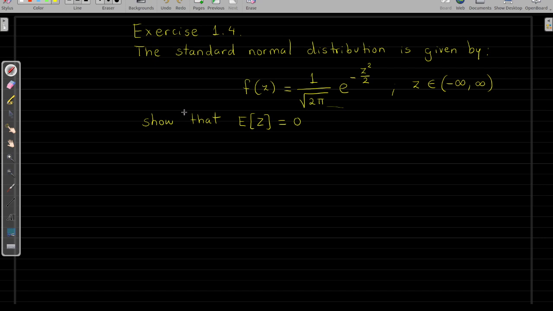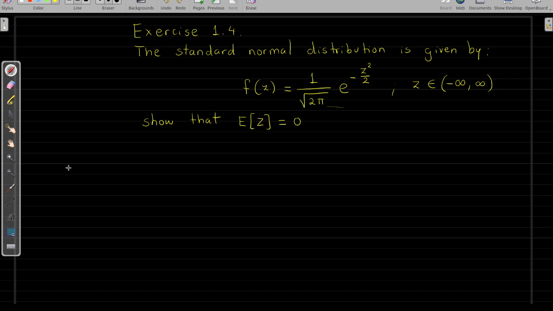At the request of some of you, I am now going to solve this exercise, which is 1-4 on the handbook that I provided to you a few days ago. It says the following. The standard normal distribution is given by this expression, where z, the random variable, is in the range of minus infinity and plus infinity, as you can see. So here we must show that the expected value of z is equal to 0 in this case.